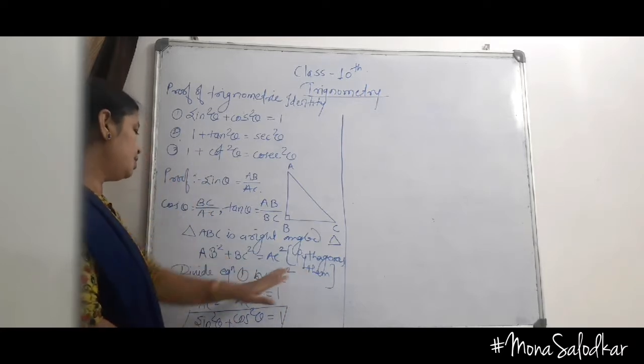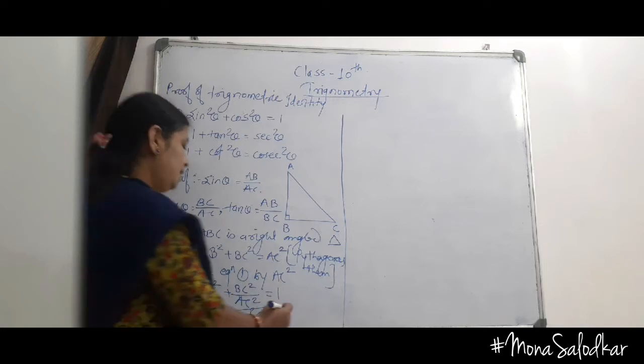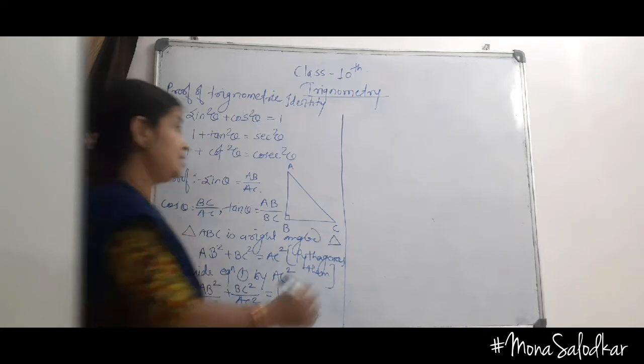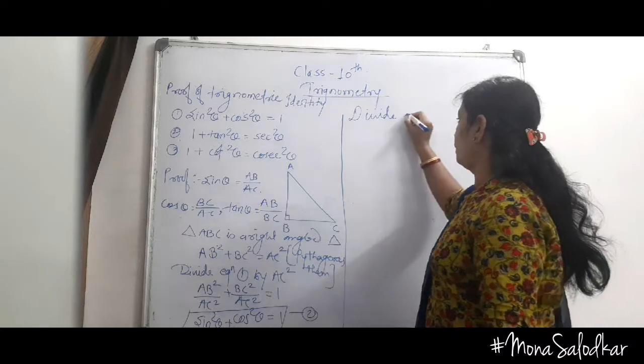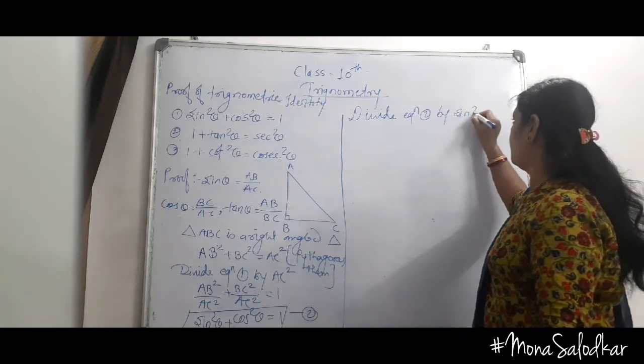What you have to take? By using Pythagoras, you have to divide by AC square. You get the first. Now you get this equation, second equation. Now divide this second equation by sin square theta. Now divide equation 2 by sin square theta.